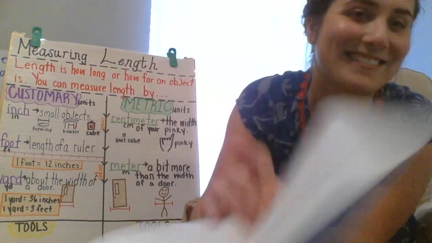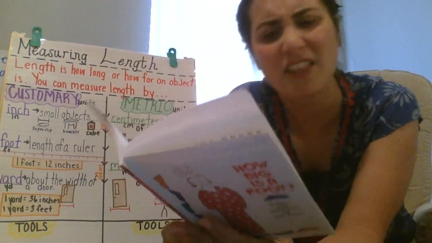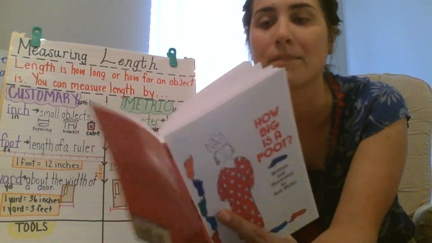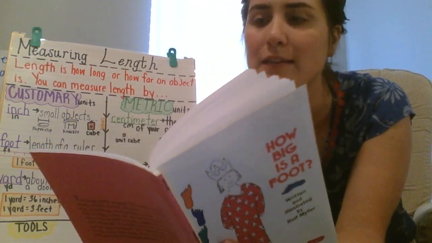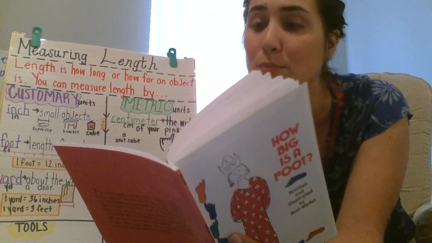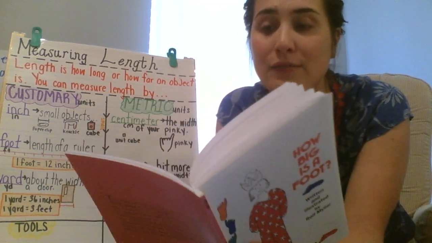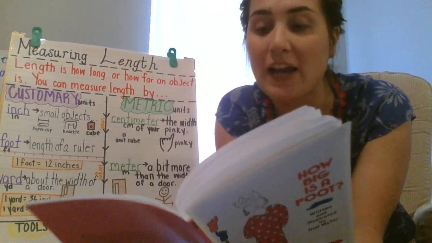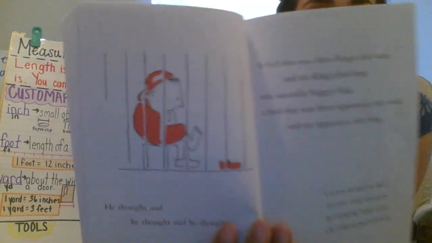There you go. He thought about it, and he thought and he thought, until suddenly he had an idea. A bed that was 3 king's feet wide and 6 king's feet long was naturally bigger than a bed that was 3 apprentice feet wide and 6 apprentice feet long. I can make a bed to fit the queen if I know the size of the king's foot.